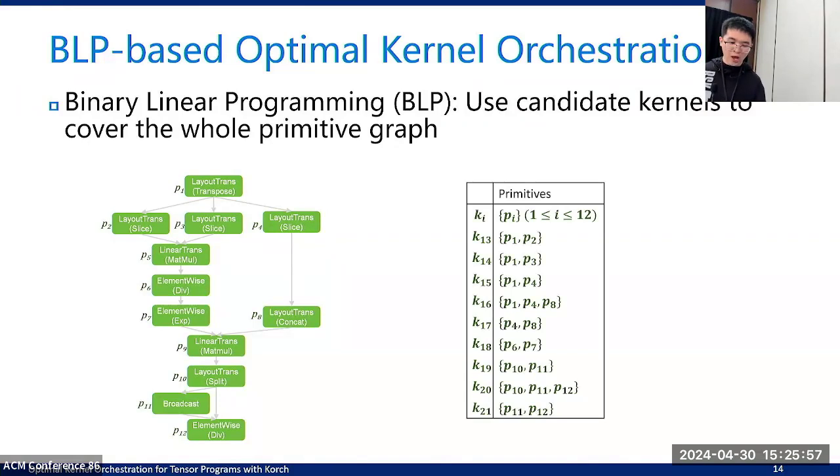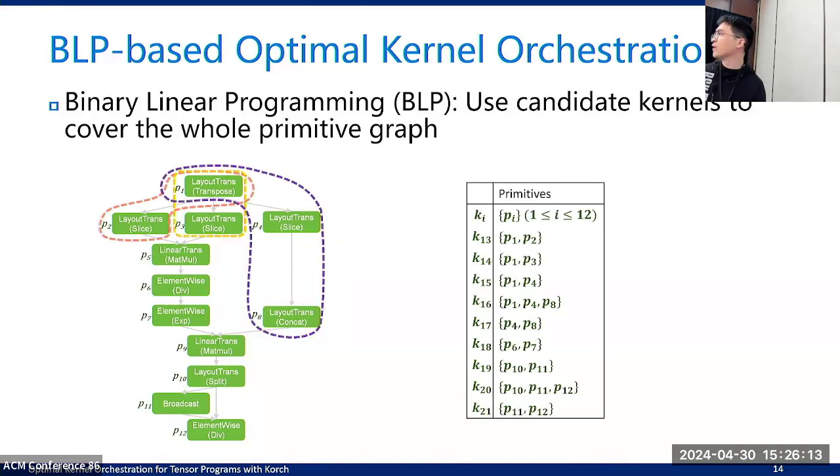For example, on this QKV subgraph, after operator fusion and primitive graph level transformation, we have 21 candidate kernel subgraphs in total. And after identifying all of them, we will formalize the BLP problem to select the kernels to cover the whole primitive graph. And the objective is to minimize the overall latency, the sum of the selected kernels.